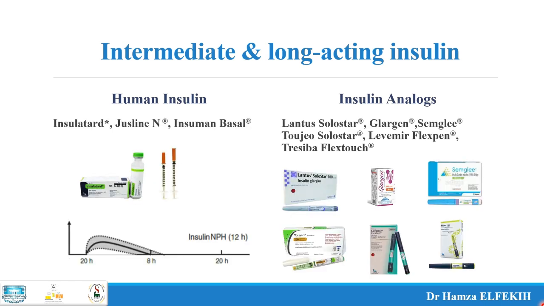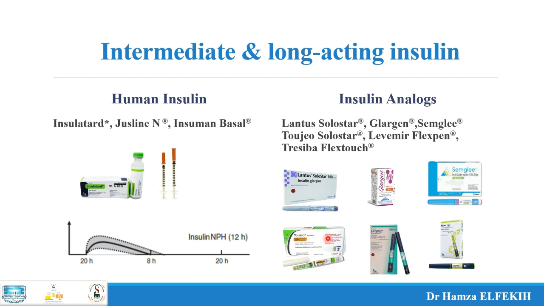In Tunisia, for human insulin, we have Insulatard and Insuline N. So this is the same principle. And for insulin analogs, we have all these. We have Lantus Solostar, Glargine, and Semglee. All these three are insulin glargine U100. It is 100 units per milliliter, and we have 3 milliliters in these forms. So we have 300 units per pen. Every pen contains 300 units, and we have 5 pens in Lantus and Semglee.